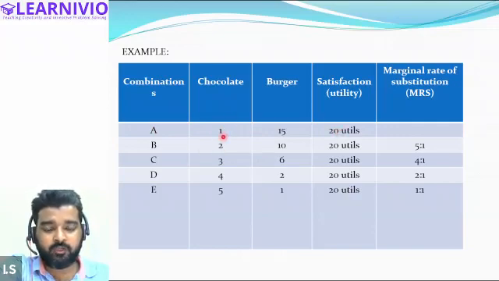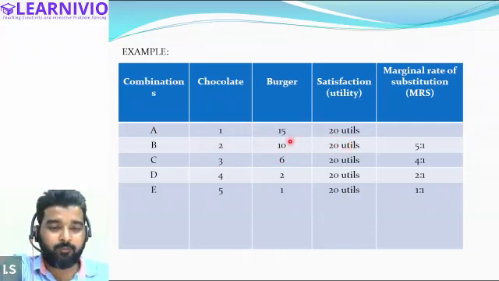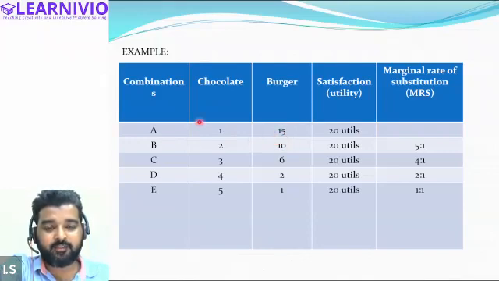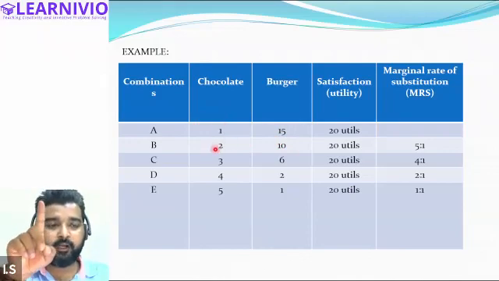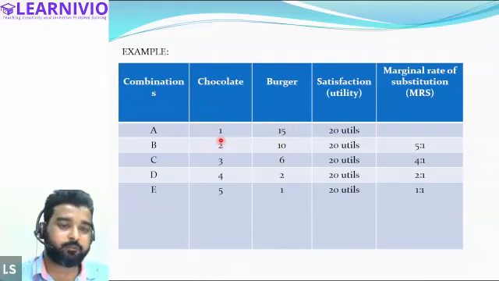Now what happens? He wants to increase the consumption of chocolate by 1 unit. So he will sacrifice a certain number of burgers just to ensure that he will have the same amount of satisfaction. So see how many units he is sacrificing here. He is sacrificing 5 units of burger just to increase 1 unit of chocolate. Listen to me carefully. The quantity of one commodity that a consumer is sacrificing in order to increase the consumption of the other commodity by 1 unit, this is called marginal rate of substitution.